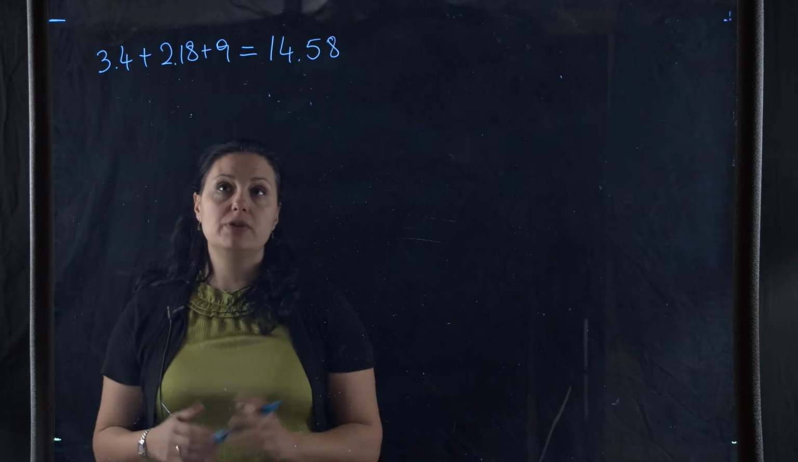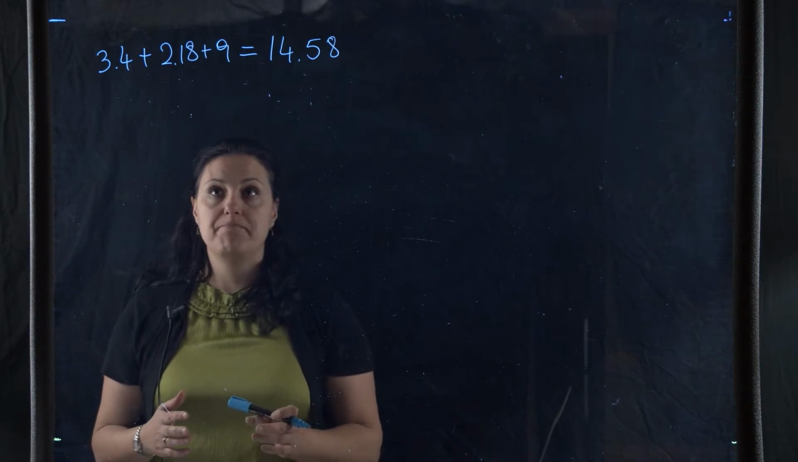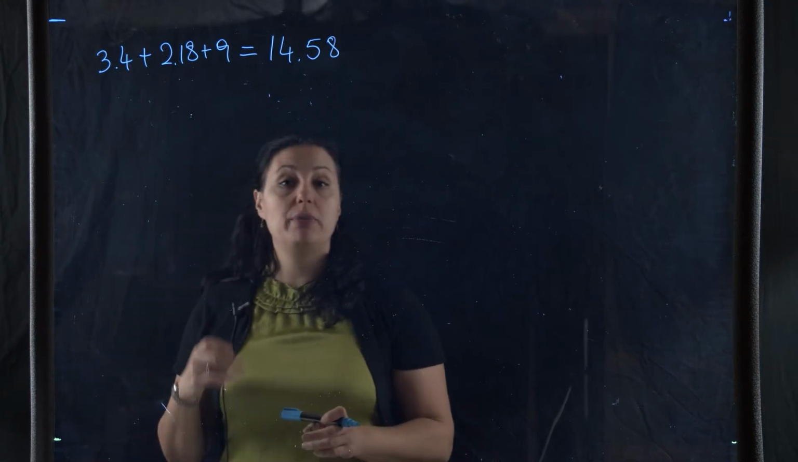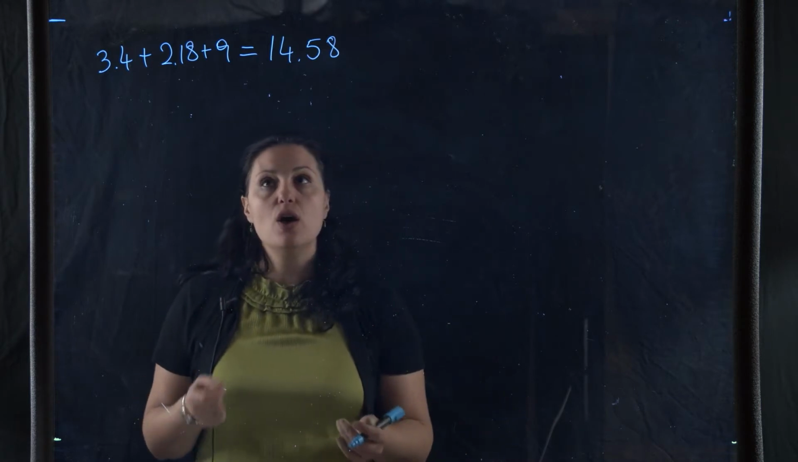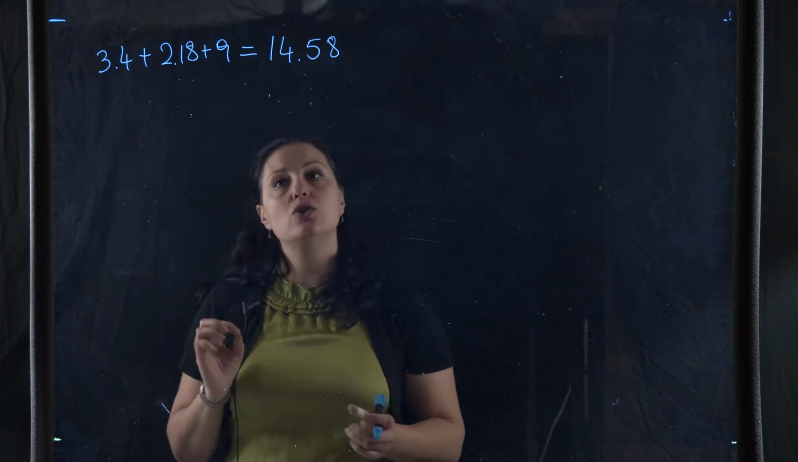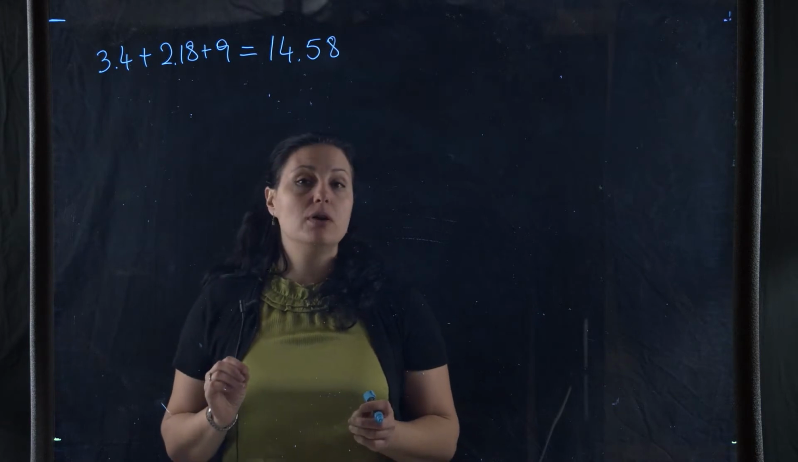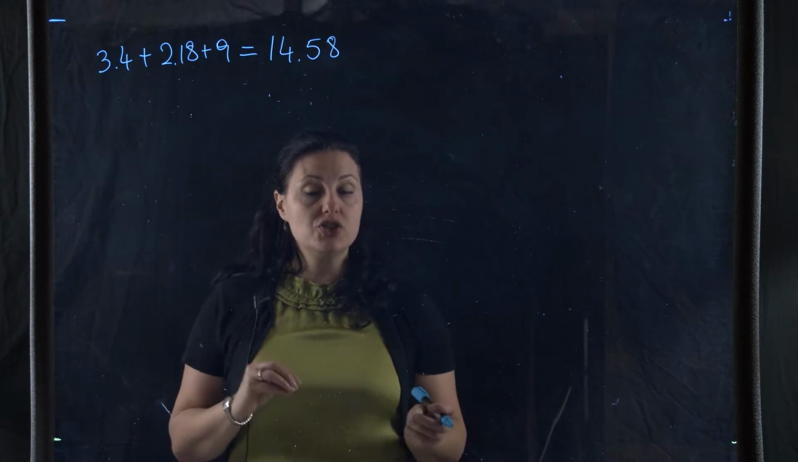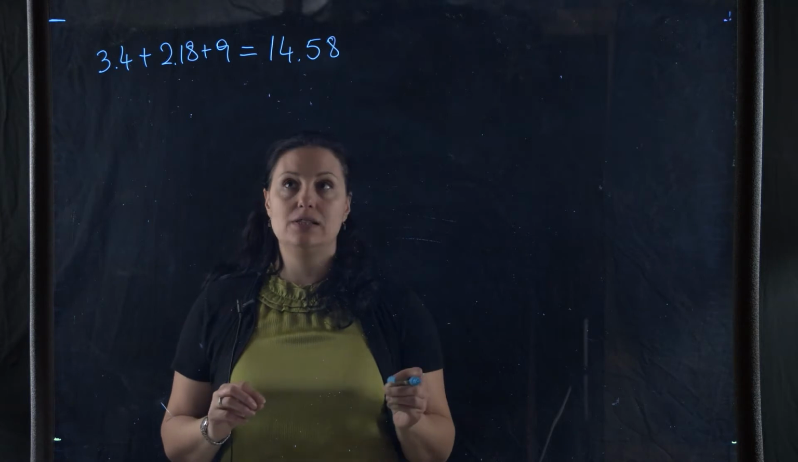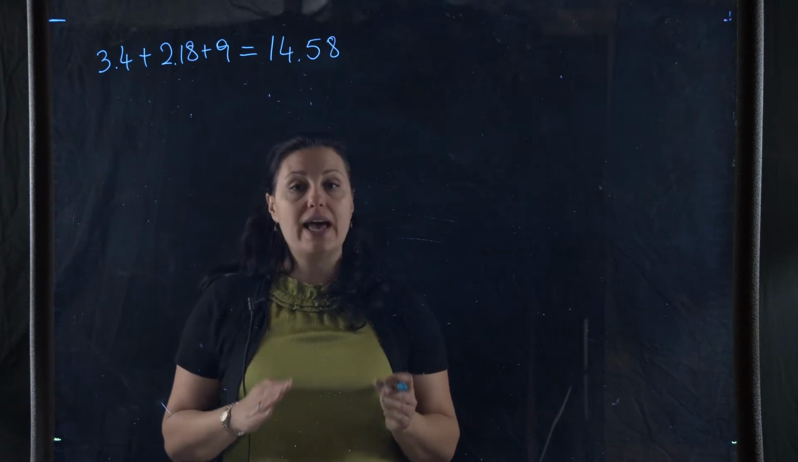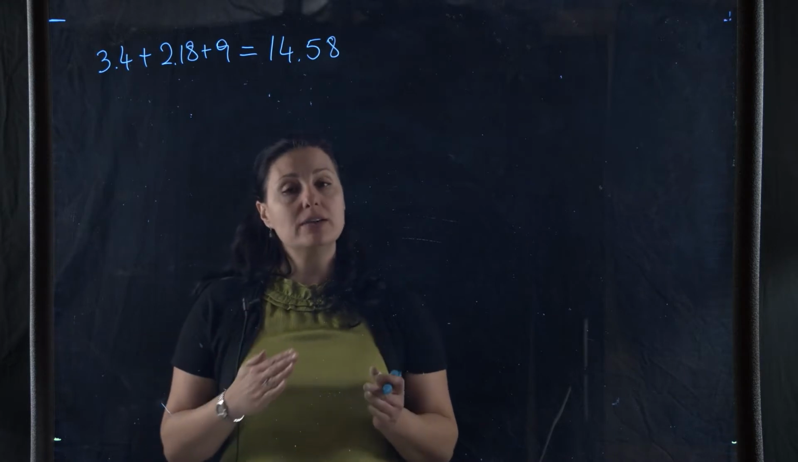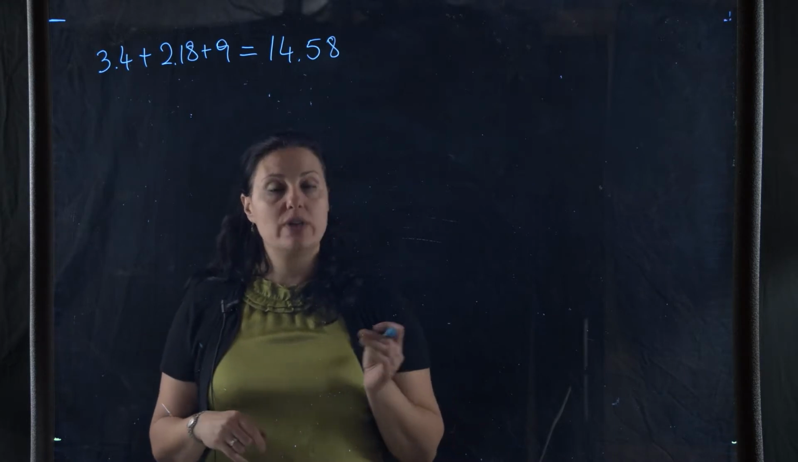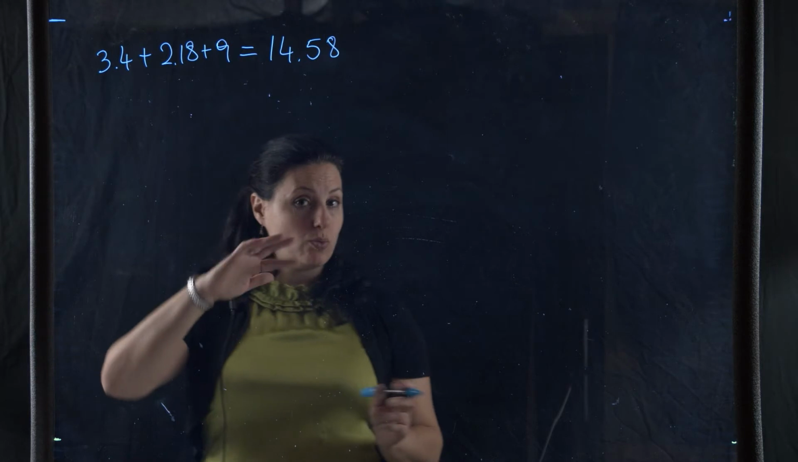In this particular example, because we are adding, when we're adding or subtracting, the rule is that you look at the number of digits after the decimal point. The one that has the least number of digits after the decimal point will limit the answer to that same number. So what does that mean?